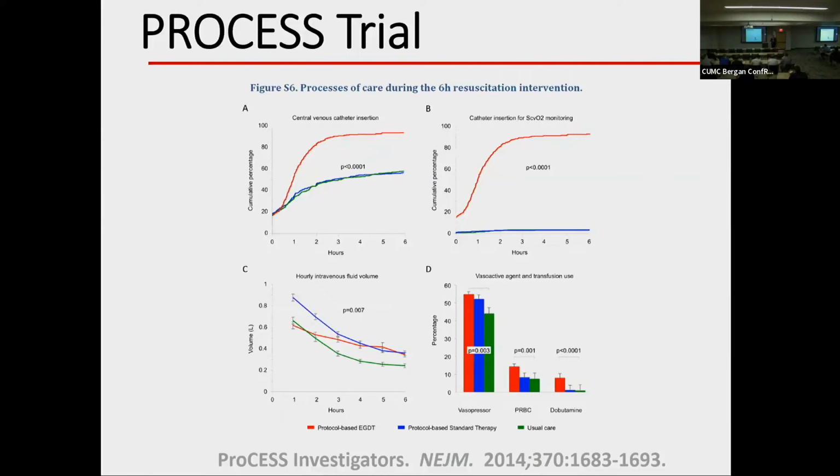And the reason I put this up is because I think you'll see usual care here is a little bit different than the two other arms, but not that different, because care off of Manny Rivers' study had already changed usual care a fair amount during this time period. And you could see there was a little bit of use of packed red blood cells and dobutamine more when driven by the catheter than in the other arms.